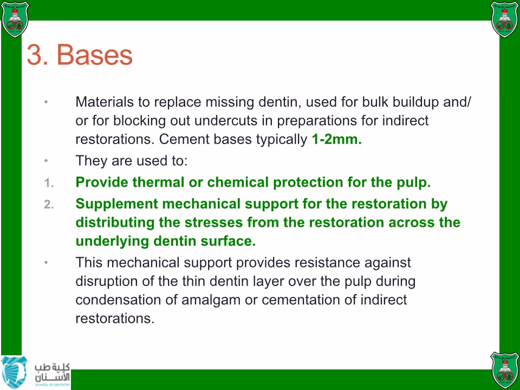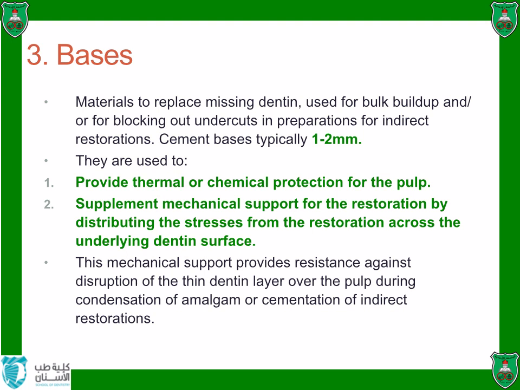Now the last materials we speak about are the bases. Those are materials used to replace missing dentine, used for bulk buildup and or for blocking out undercuts in preparation for indirect restoration. Those are cement bases and they are typically thicker than liner materials. They are usually used in 1 to 2 millimeters. They are used to provide thermal or chemical protection to the pulp, and to supplement mechanical support for the restoration by distributing the stresses from the restoration across the underlying dentine surfaces.